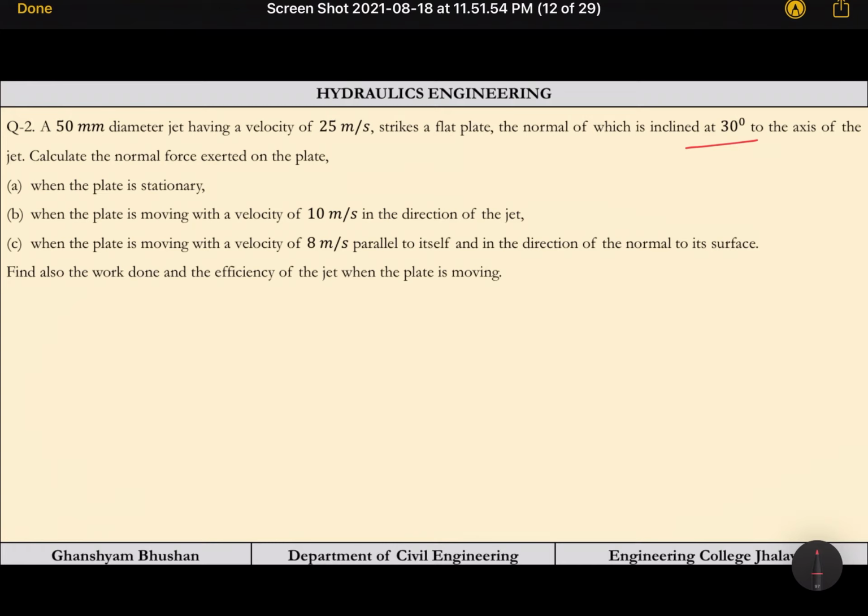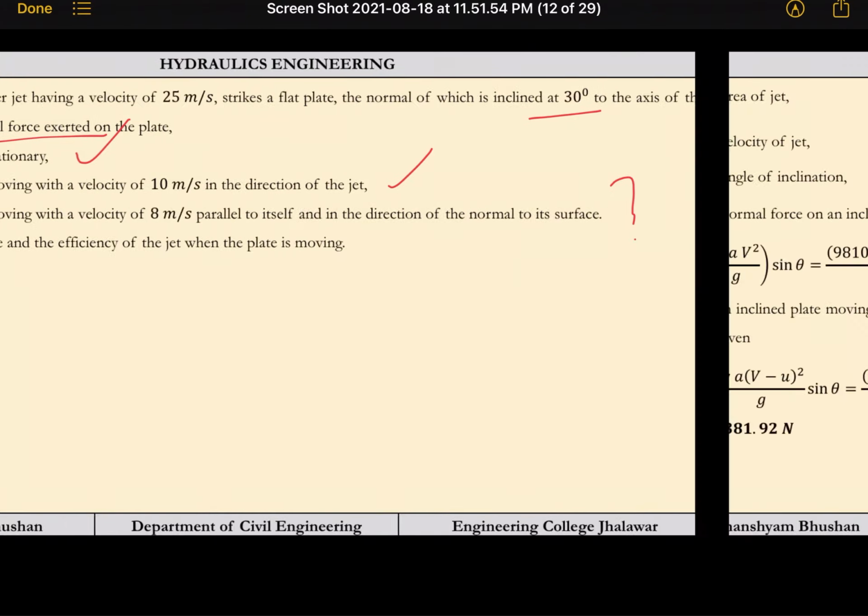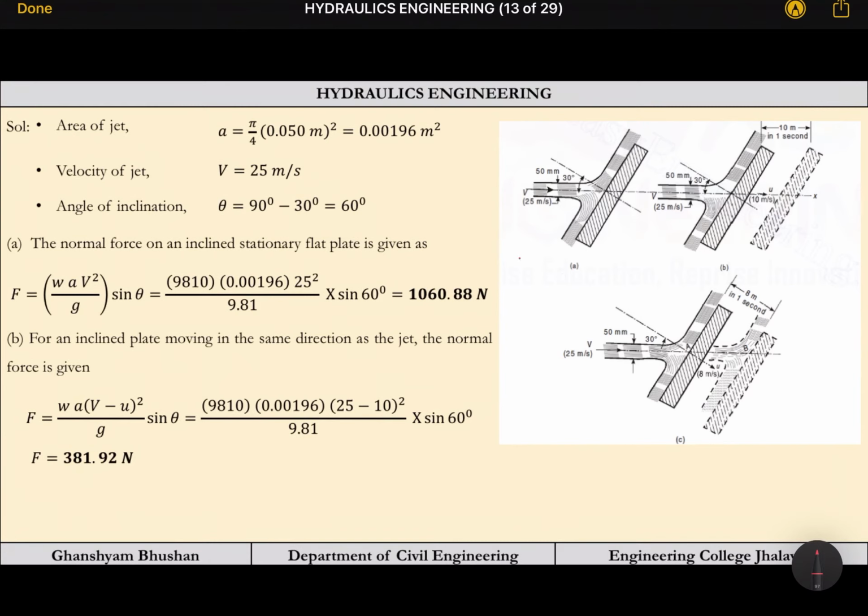We have to calculate the normal force exerted on the plate when the plate is stationary, when the plate is moving with a velocity of 10 meter per second in the direction of the jet, and when the plate is moving with velocity 8 meter per second to itself and in the direction of the normal to its surface. Find also work done and efficiency. So this third case is quite interesting. Let us see. So this is the first case, this is the second case, and this is the third case. So we will see one by one.